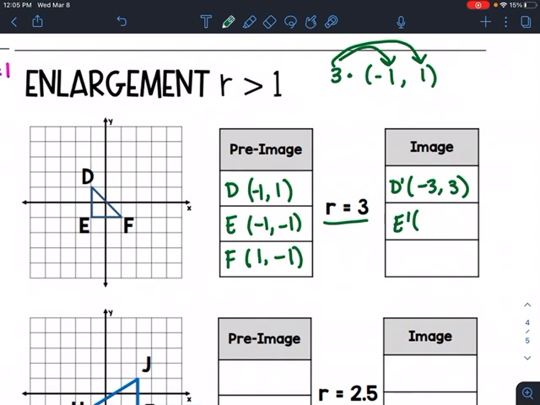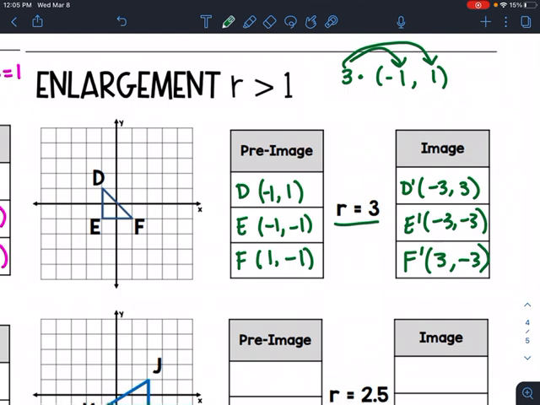Similarly, we're just going to fill this in using those multiplication rules. I'm sorry, that should be 3, -3. And then I'm just going to enlarge my shape. So this is -3, 3, -3, -3, and 3, -3. And you're going to connect D, E, and F. These are your prime values. So now that original triangle was enlarged by a scale factor of 3.